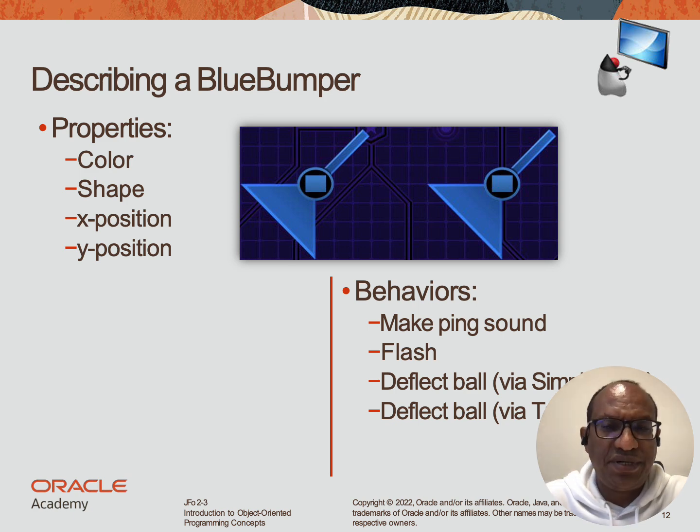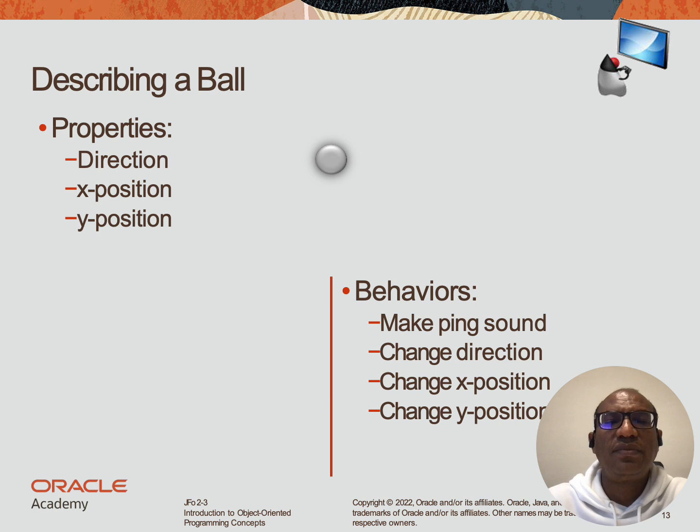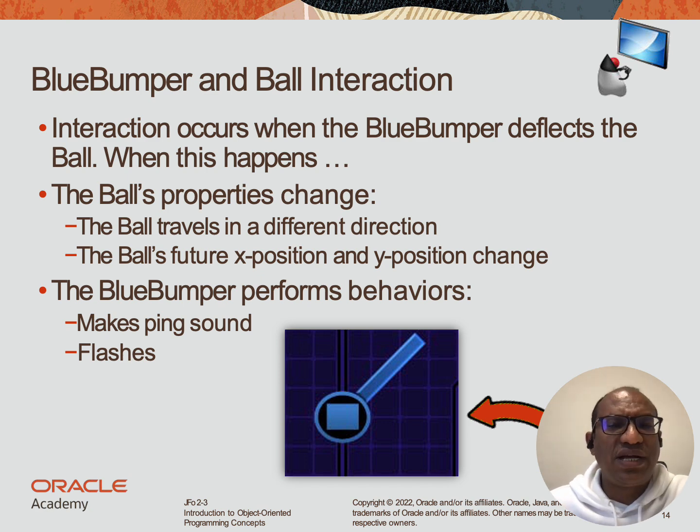Let's describe one of these blue bumpers. It has properties like color and position, and behaviors like flashing or making a sound. These are modeled in code. The ball is also an object with its own properties and behaviors. It moves, changes direction, and reacts when hitting other objects. When a blue bumper and a ball interact, the bumper triggers actions like flashing and sound, and the ball changes direction and updates its position. All blue bumpers share the ability to ping, flash, and interact with the ball.